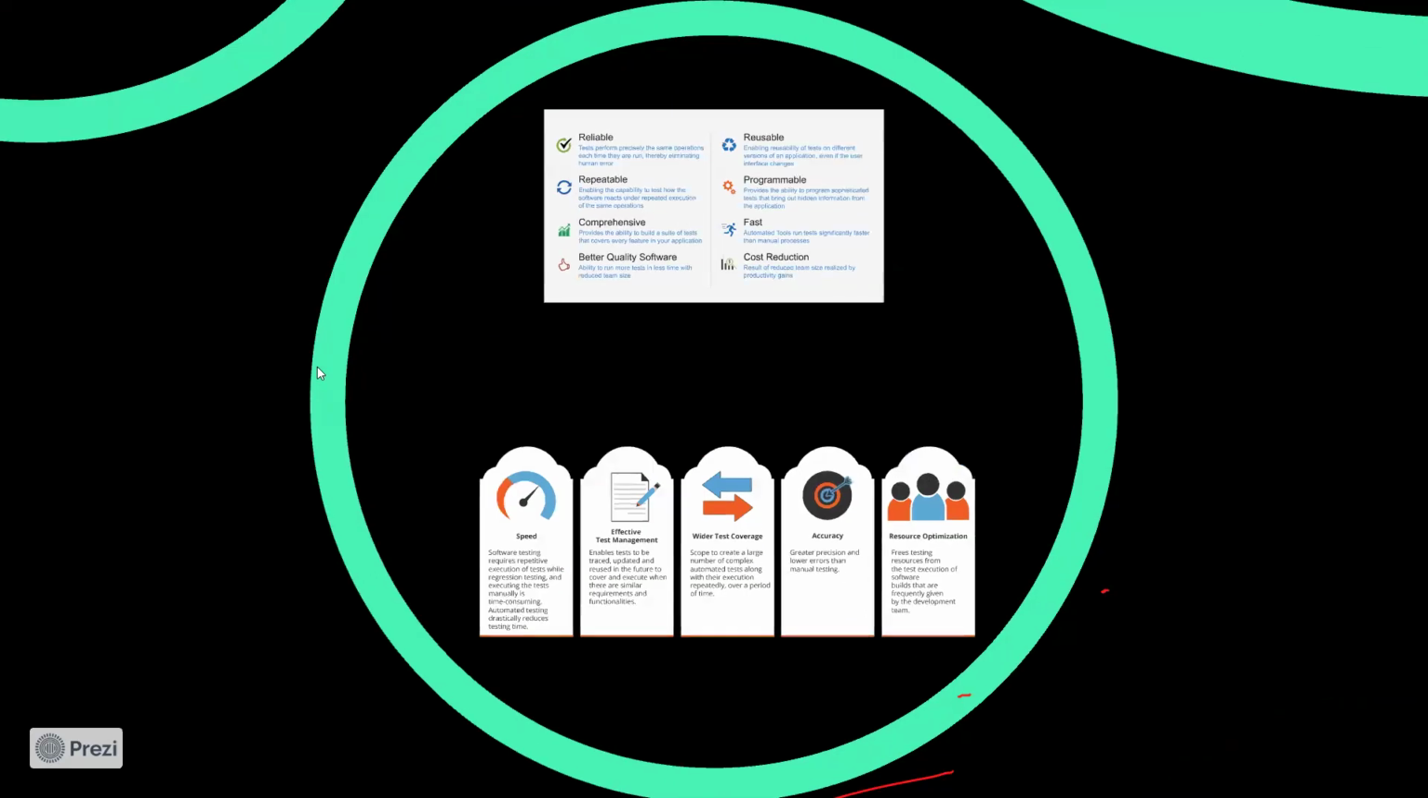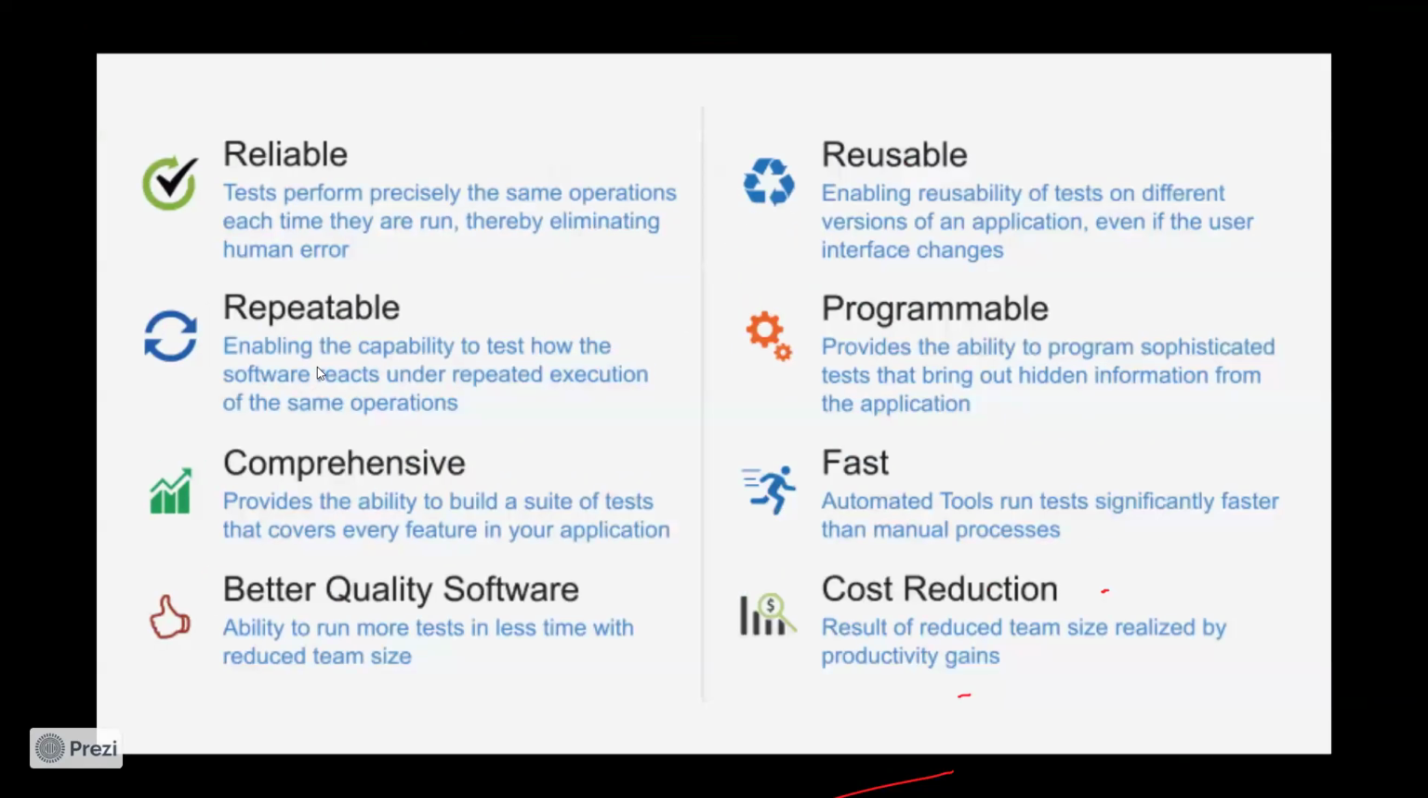So what's next? What are the advantages of automation testing? Test cases perform precisely the same set of operations each time they are run, thereby eliminating human error. Meaning, we run the same test case each time. The beauty of automation is that whatever set of code you have designed runs the same set of operations even if you trigger it 100 times or 10,000 times, thereby eliminating human error.